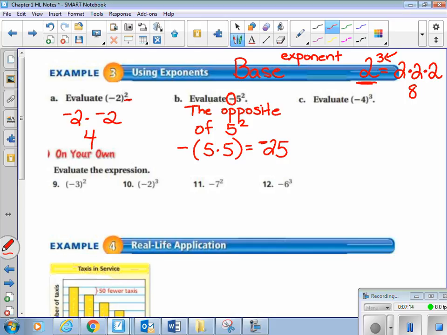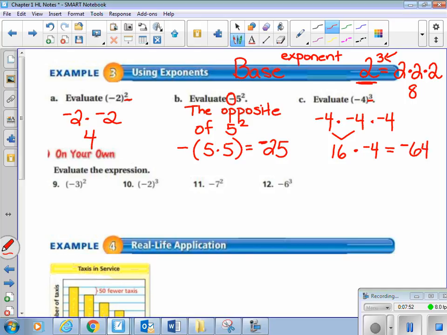So here I have an even exponent. An even exponent, when you have a negative number, should give you a positive answer. Watch what happens in C. In part C, notice I have an odd exponent. So I'm really asking myself the -4 cubed, which is -4 times -4 times -4. So a -4 times a -4 gives me a +16. My signs are the same. Then I'm doing +16 times -4. Now my signs are different. So my answer is going to end up being negative, and that gives me -64.